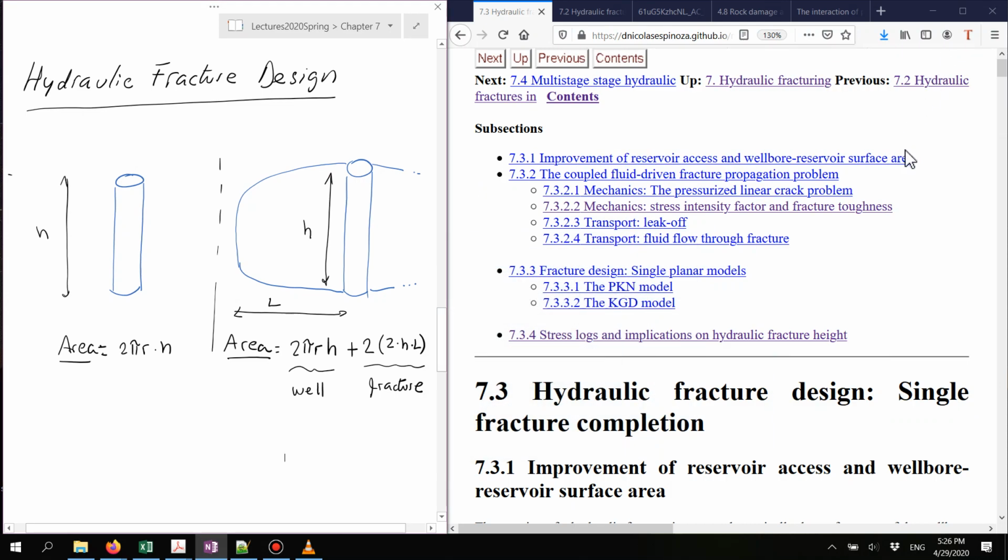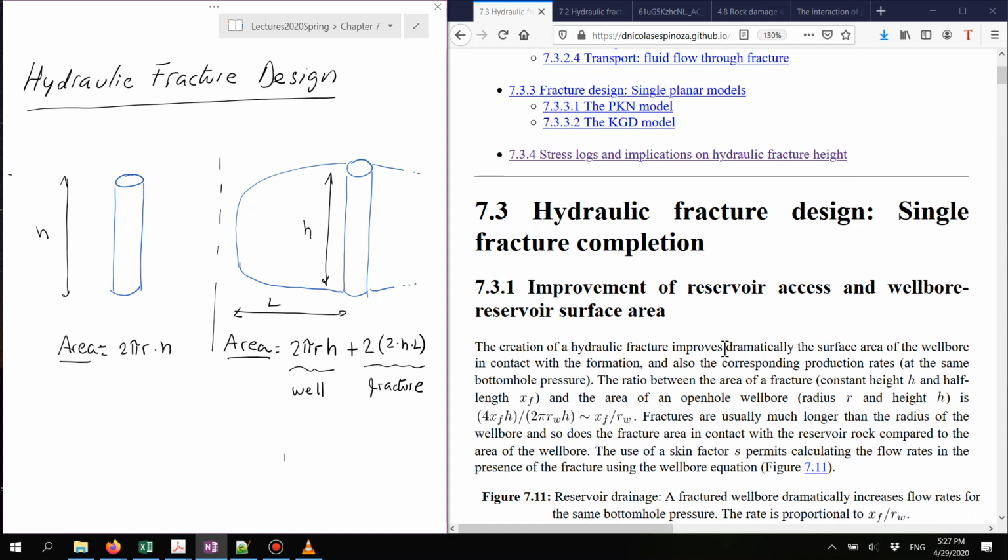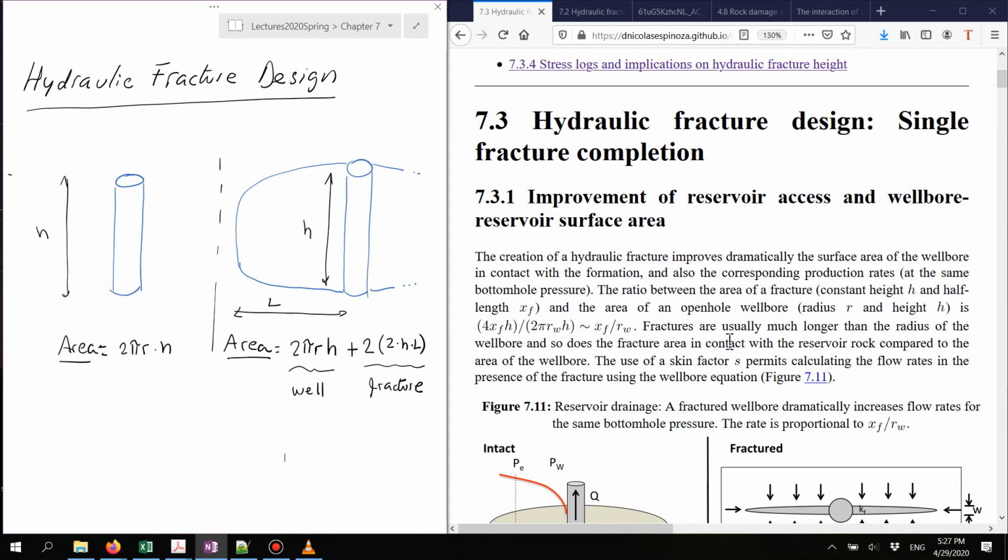Hello everyone. In this video we're going to get started with hydraulic fracturing design. And for this case we're going to limit our analysis to a single planar fracture with a constant height. In other subsequent videos we will discuss the variation of the hydraulic fracture height and also multiple and non-planar hydraulic fractures. First of all, why do we want to make a hydraulic fracture?